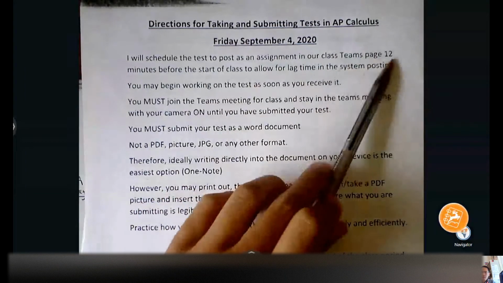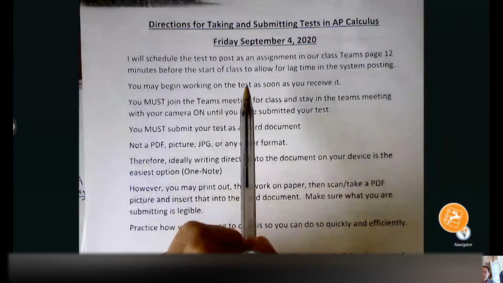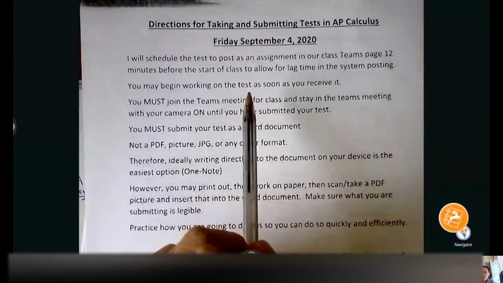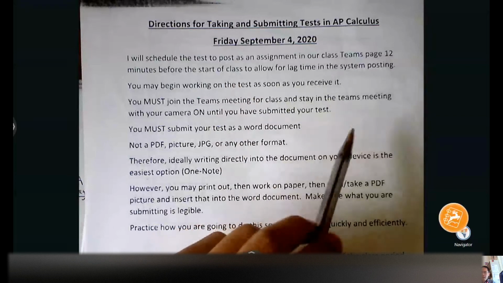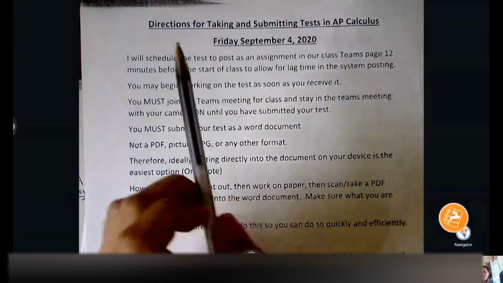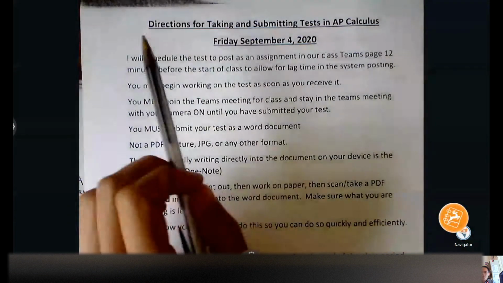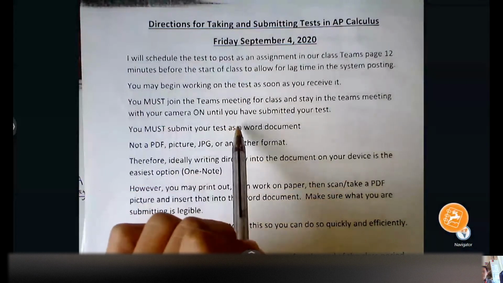However, I gave the 10-12 minutes beforehand so that any setup that you need to do, you have time to do it, whether it's printing out, getting it ready so that you can actually take it on a physical piece of paper, or moving it into OneNote so that you can begin the process of taking the test.